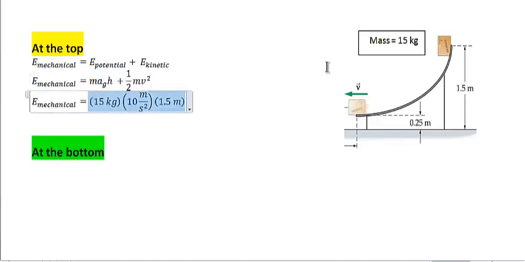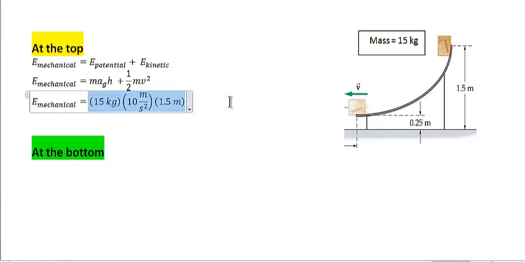Well, let's see what we know about those. We know everything we need to know for potential: 15 kilograms worth of mass, 10 meters per second squared for the acceleration due to gravity. Now the height, I have said that the height is 1.5 above the ground. There's a different way to do this. I'll tell you about it in a moment. Well, let's go ahead and solve this one this way.